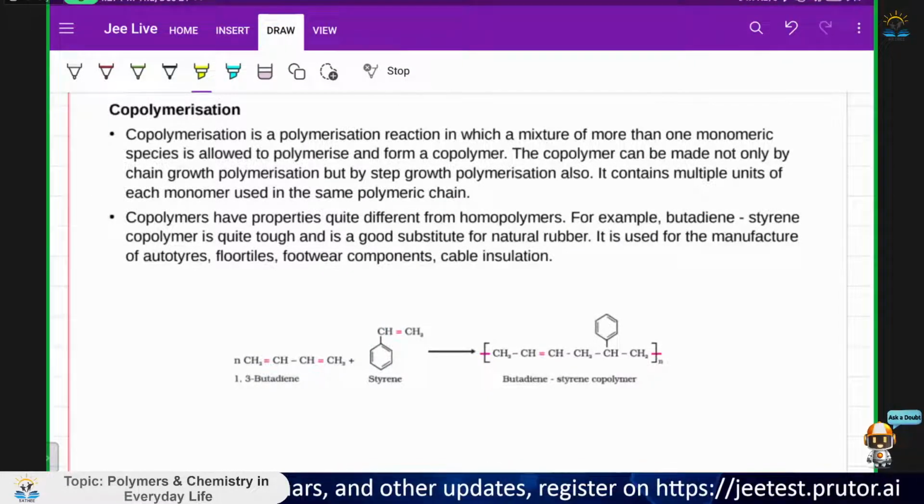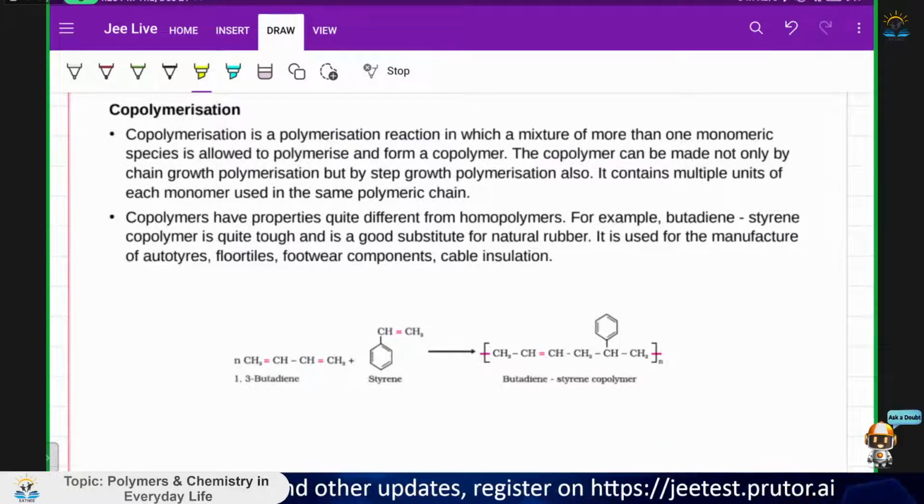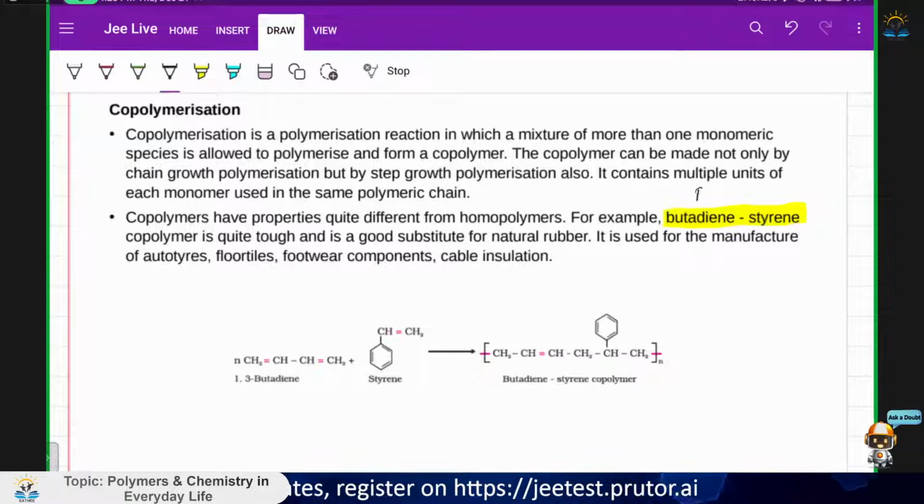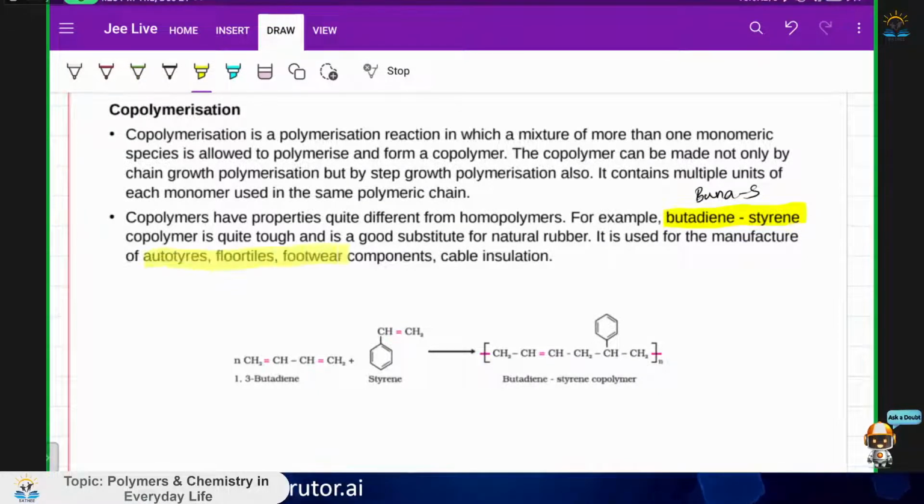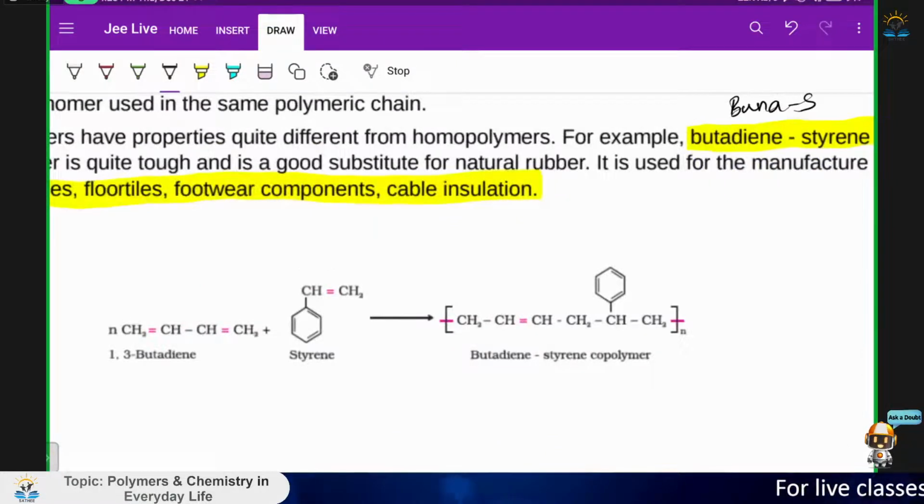For example, butadiene styrene copolymer. What do we call that? Butadiene styrene copolymer. We already discussed that it is Buna-S. It's quite tough and is a good substitute for natural rubber. Its uses are manufacture of auto tires, floor tiles, footwear components, and cable insulation. It's actually a synthetic rubber.